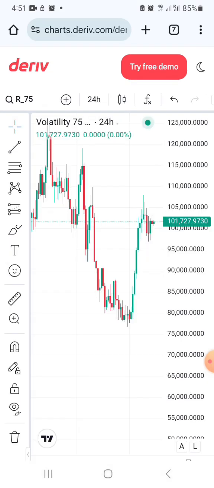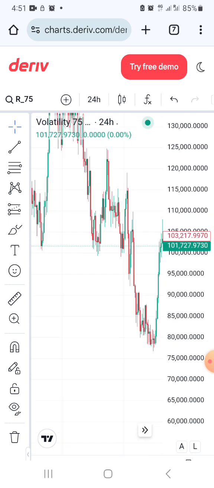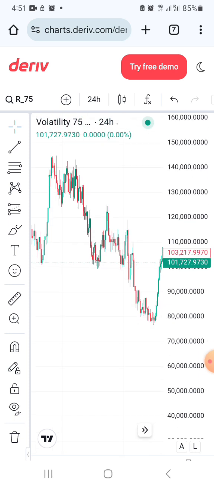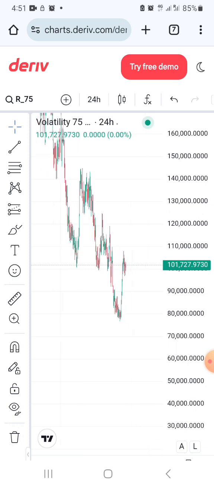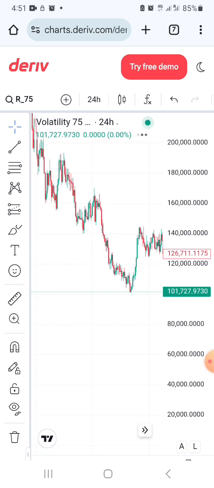So guys, if we dive into the Volatility 75 Index chart right now, as you can see the market condition we have right now, if we dive into the high time frame, which is daily, and that is what TradingView of Deriv is giving us, we can see we have a massive downtrend, and the market is making lower lows and lower highs.